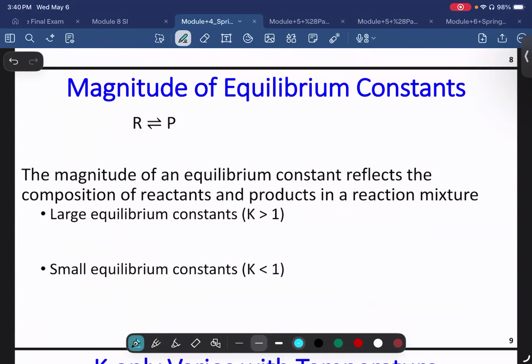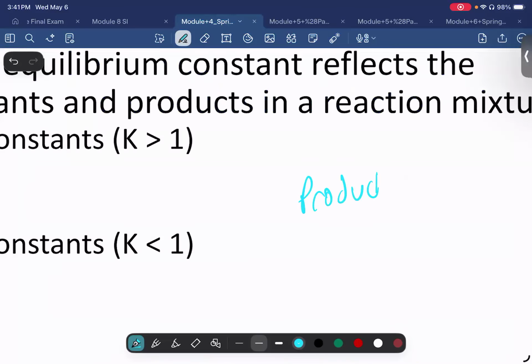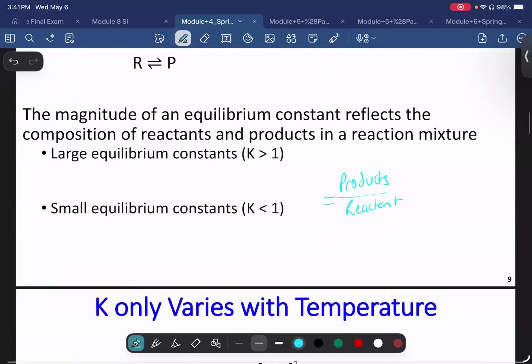If K is greater than 1, that means there's so much more products than reactants. We learned this in module 8, how if K is greater than 1, you're indicating a spontaneous reaction, so a negative delta G. And this is why: there's so much product that the forward reaction is so much more favorable than the reverse. Likewise, if K is less than 1, that shows that there's more reactants than products. It all goes back to the fact that it's products over reactants. If the reactants were greater, it's going to be less than 1. If the products are greater, it's going to be greater than 1.